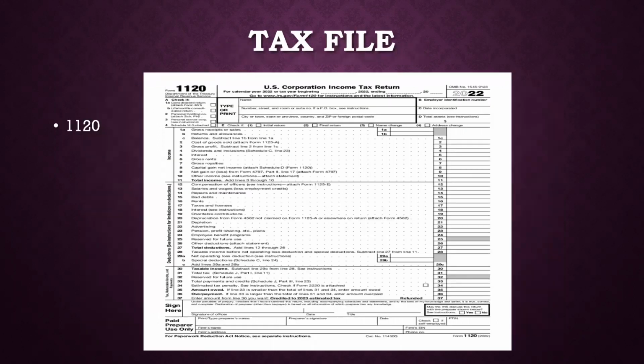As far as tax filing purposes, the C Corp is filed on Form 1120. This is the form here. And remember, this is a totally separate form from what you may see with an LLC or an S Corp. This will be filed by itself, irrespective of what the shareholders file with their personal return, okay?